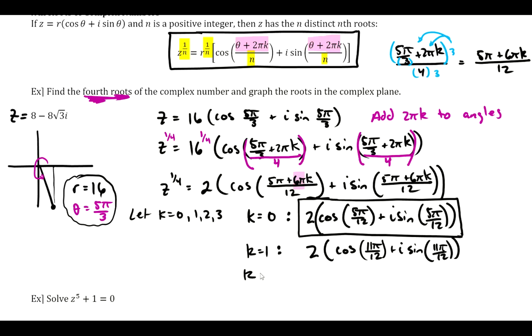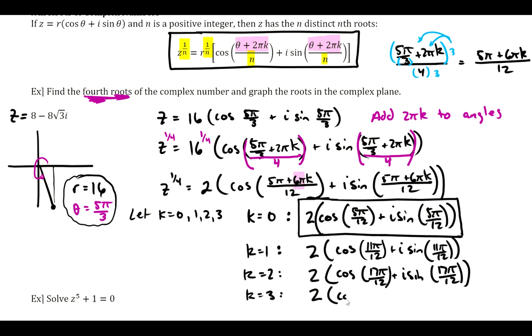And then 2 more for k equals 2. Again, I'm looking at my previous answer, the 11 pi 12ths, and I'm just going to add 6 pi to the numerator part. So it'd be cosine of 17 pi 12ths plus I sine of 17 pi 12ths. And then one more time, k equals 3 would be 2 cosine, again, one more time, add 6 to it. That would be 23 pi 12ths plus I sine of 23 pi 12ths.